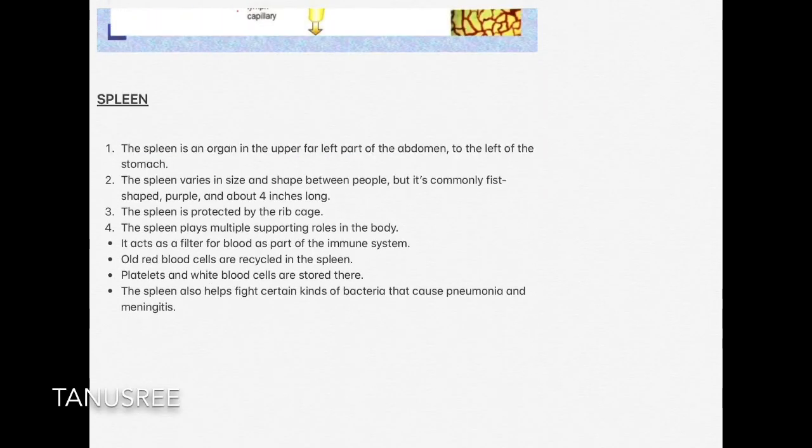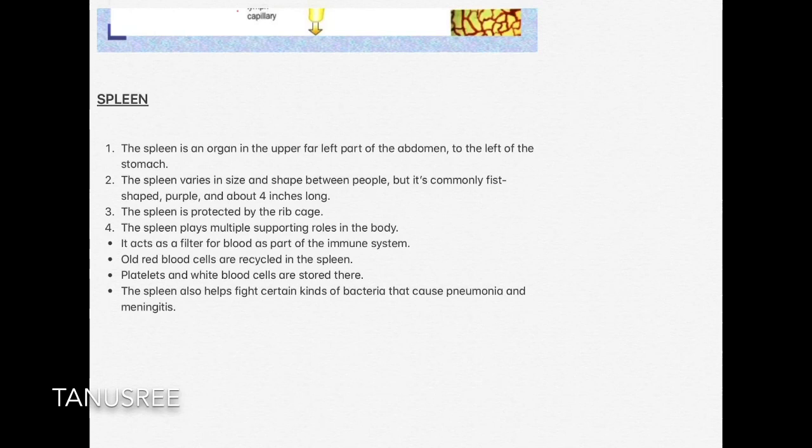Now we come to an understanding of the spleen, which is the largest lymphatic organ in our body. It is located in the upper far left part of the abdomen to the left of the stomach. So on the side where the stomach is located. The spleen varies in size but is commonly fist shaped and about 4 inches long. It is protected by the rib cage. It has several roles in our body.